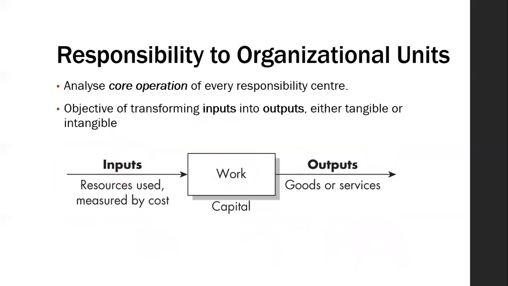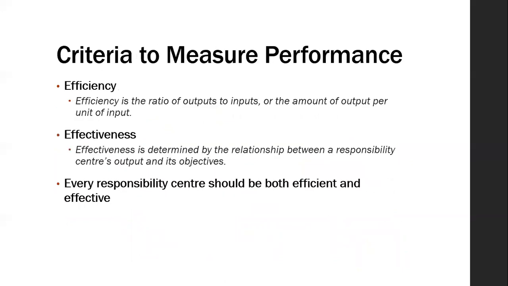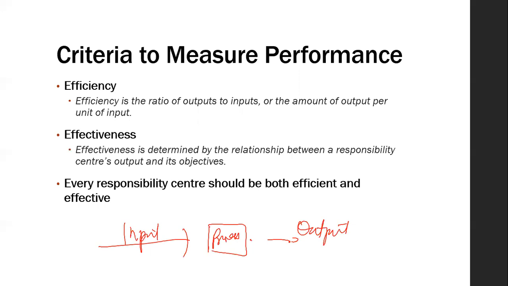I've already talked about this, but of course, you need to measure the performance of any responsibility center. And measurement of performance is usually classified into two, which is efficiency and effectiveness. Of course, these two concepts are different. Efficiency refers to the ratio of outputs to inputs, or the amount of output per unit of input. So let's draw it. You have an input, you process it, and then there is an output. If you're talking about efficiency, your objective is to minimize the input to produce the same level of output, or for the same level of input, increase the output. So it deals with the ratio of outputs to inputs. You want to optimize that as much as possible.